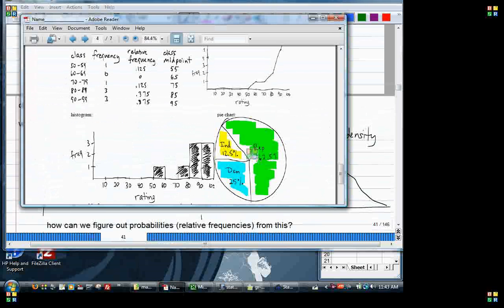first thing I'm going to do is go over here. So let's talk about the data class from 90 to 100. And if you remember, these represented ratings. Now, what's the probability that a rating is between 90 and 100?